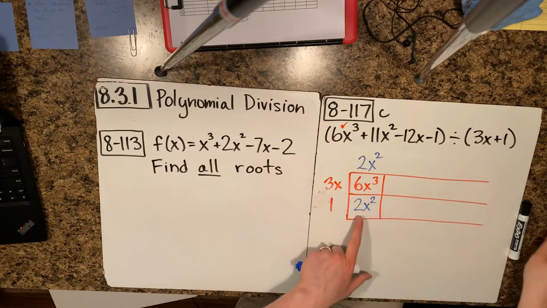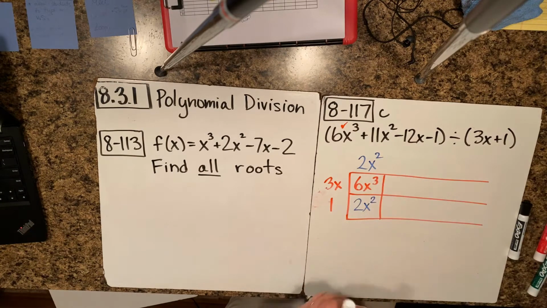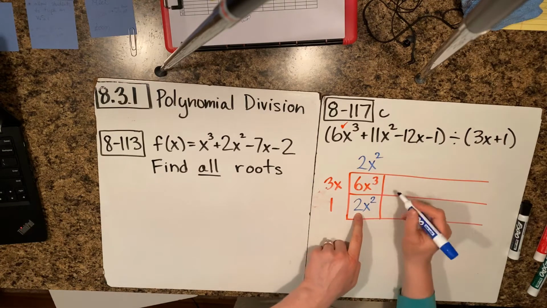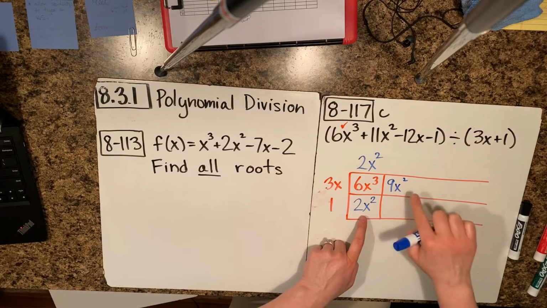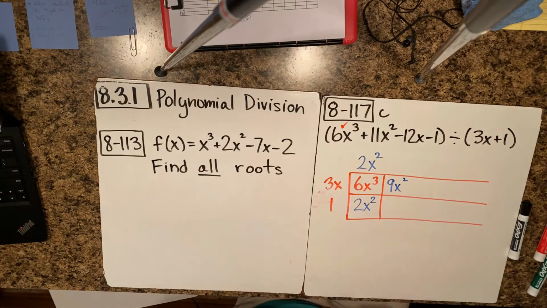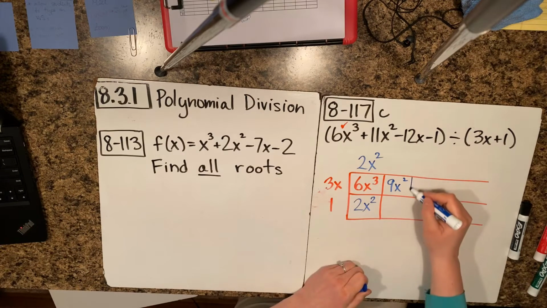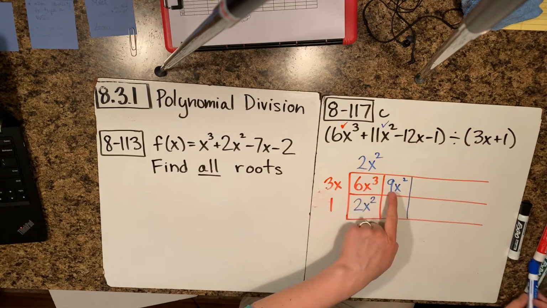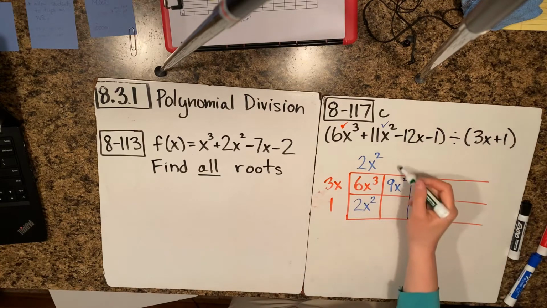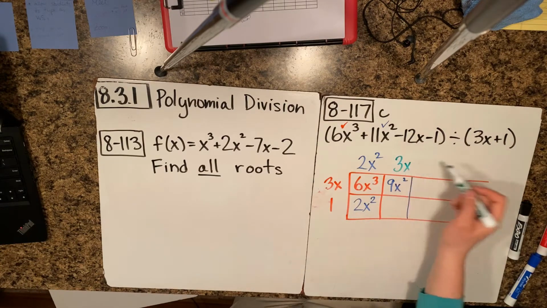Okay, now I have 2x squared, but I'm supposed to have 11x squared. So what do I add to 2 to make 11? 9. And again, I keep the same like terms here. Okay, now I'm going to check this off. I'm going to think backwards. What times 3x gives me 9x squared? Well, that's a 3x. Okay.